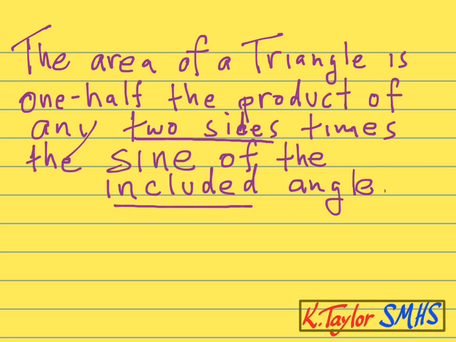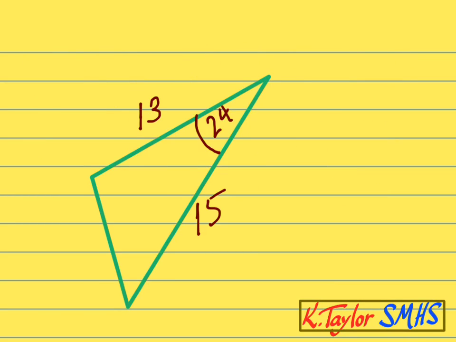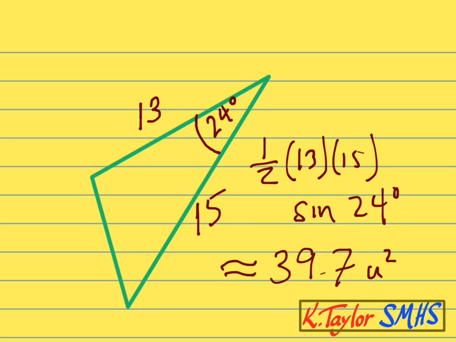So let's look at a really quick example here. There's a little triangle, and one side's 13, the other side's 15, and the angle in between those two sides is 24 degrees. It's just so simple. You just multiply all that stuff together: 1/2 times 13 times 15 times the sine of 24 degrees. And that's your answer there. Your calculator will give you a number, something like 39.7 square units.